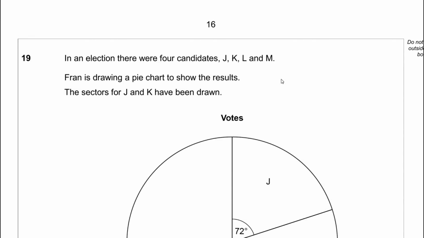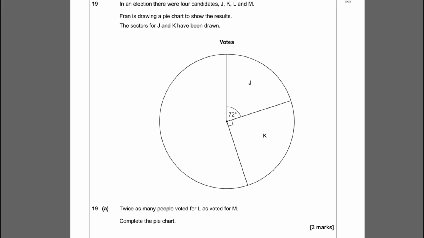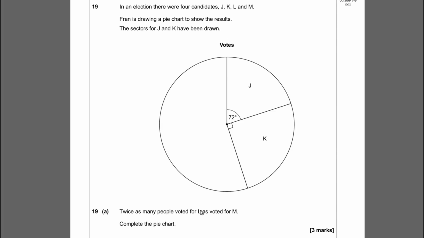Let's continue with 19. In an election, there were 4 candidates, J, K, L, and M. A friend is drawing a pie chart to show their results. The sector for J and K have been drawn. It is J, and K is there. Now the questions. Twice as many people voted for L as voted for M. Complete the pie chart. If we say L and M, one is here and one is here, we need to find a line to make the separate sectors between them.